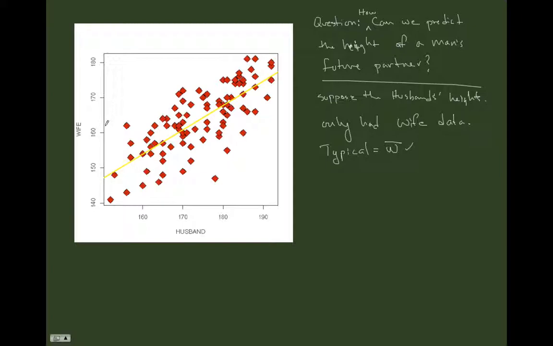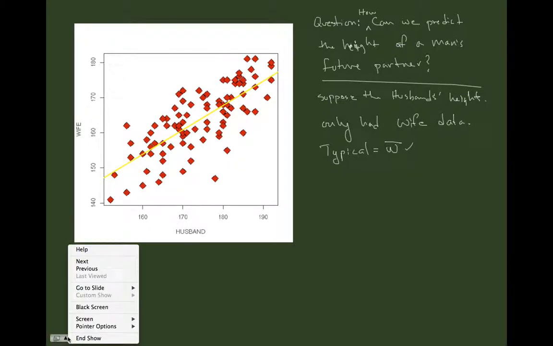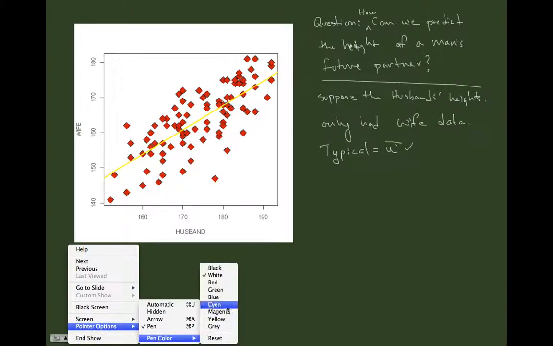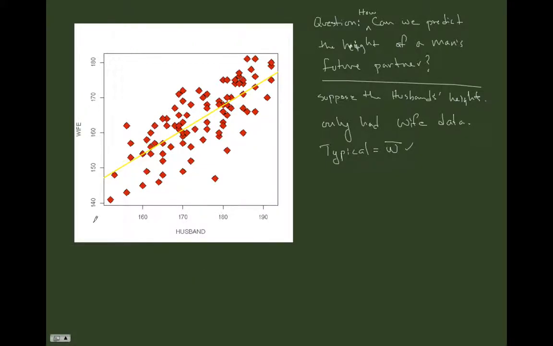One way we can think about this is in terms of competing hypotheses. Let me see if I can explain this. If I didn't have the husband variable, or if I found the husband variable was not significantly related to the wife variable, then what we would end up with in our linear regression analysis would be a horizontal line, and that would be the line y equals w bar, the average height of the wives.